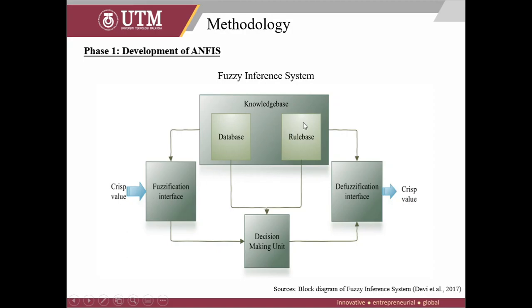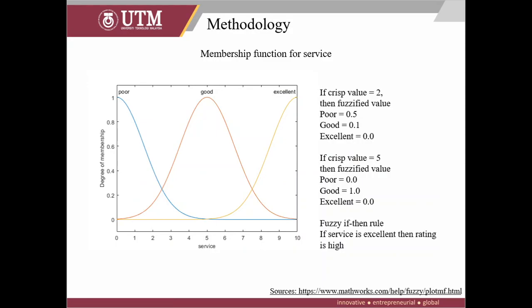A fuzzy inference system has a few elements. We have the fuzzification, defuzzification, we have the knowledge base, which has the database and rule base, and the decision making units. So a crisp value will be the input, then we fuzzify and make decisions based on the database and rule base, and then defuzzify and get the crisp value once again. So what is fuzzy logic actually? In normal crisp values, you have 1 and 0. When we do classification, we have 0 or 1, yes or no.